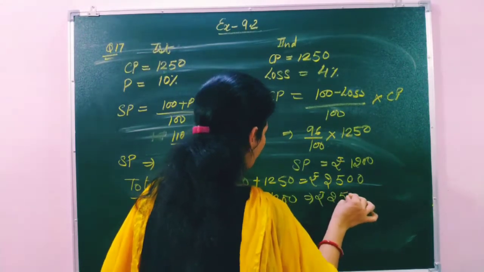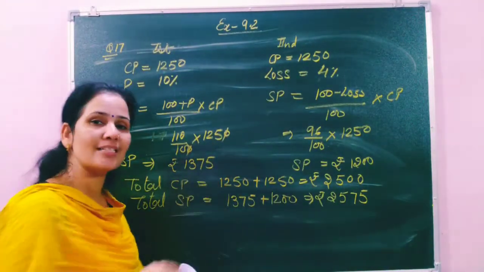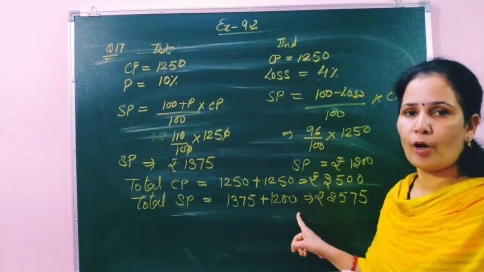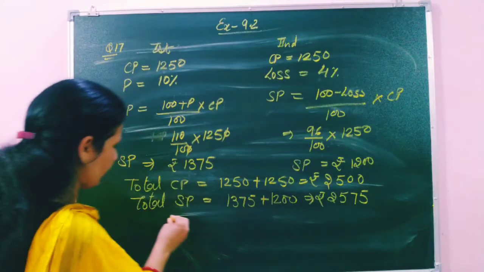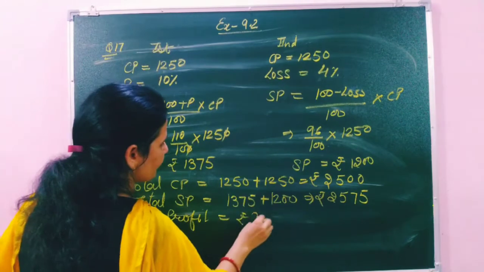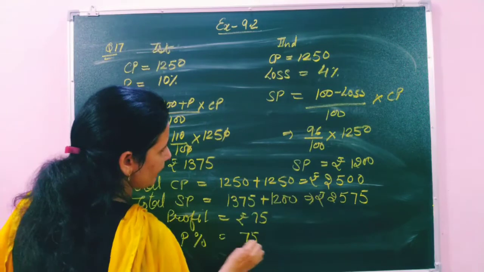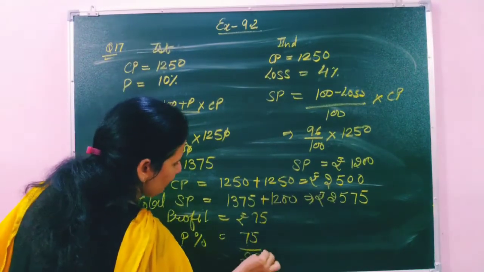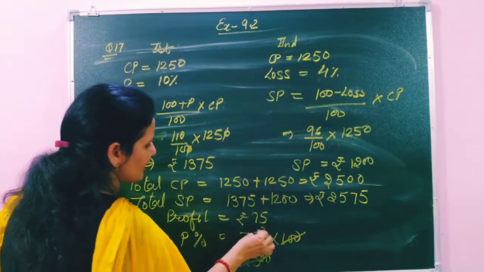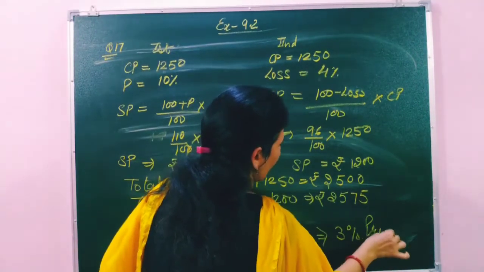And their sum is rupees 2575. So students, here we observe SP is more than CP. So whenever the SP is more than CP, we get profit. And how much? The profit amount is rupees 75. And we have to find out the profit percentage. 75 divided by total CP and multiplied by 100. 25 cancels, 25 ones are 25, 25 threes are 75. So in the overall transaction they get 3% profit.